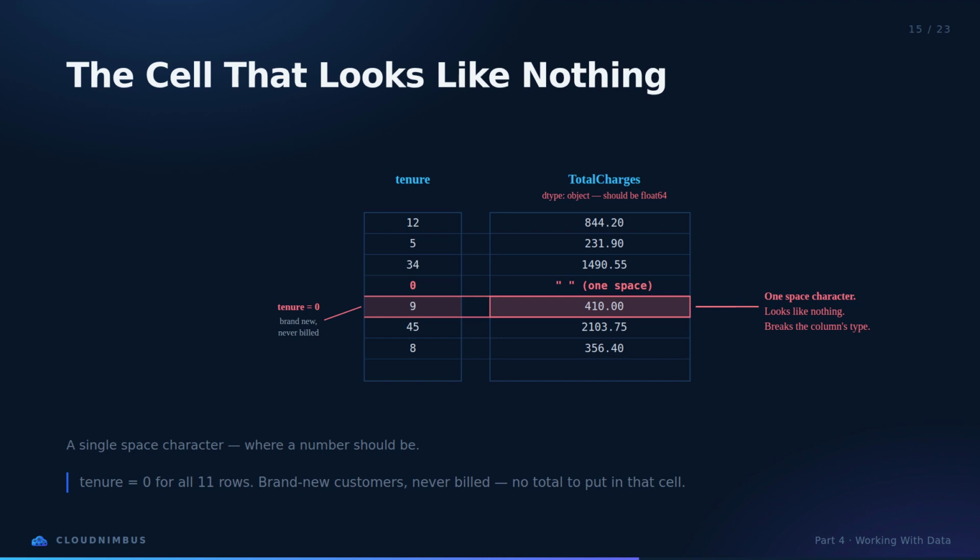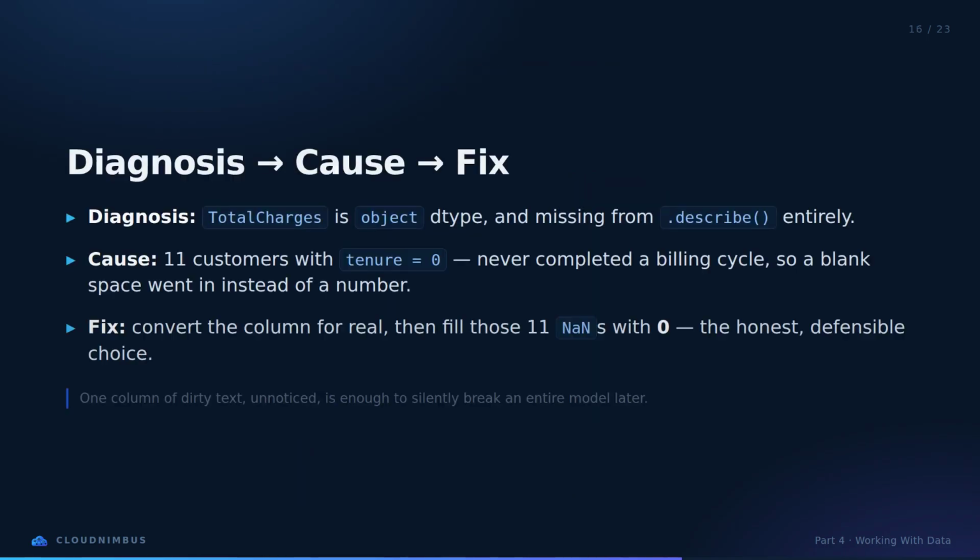Now look at the column next to it. Tenure for all 11 of those customers is 0. That's not a coincidence, and that's the whole lesson today. Every single one of those 11 customers is brand new, signed up so recently they haven't completed a full billing cycle yet. Whoever built the system that exports this file had no total to put in that cell for a customer who's never been billed, so a blank space went in instead of a proper 0.